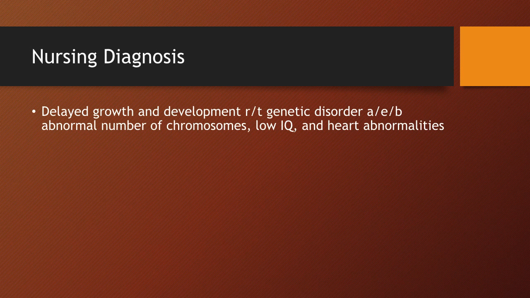A possible nursing diagnosis for an individual with Down syndrome would be delayed growth and development related to a genetic disorder, as evidenced by abnormal number of chromosomes, low IQ, and heart abnormalities.